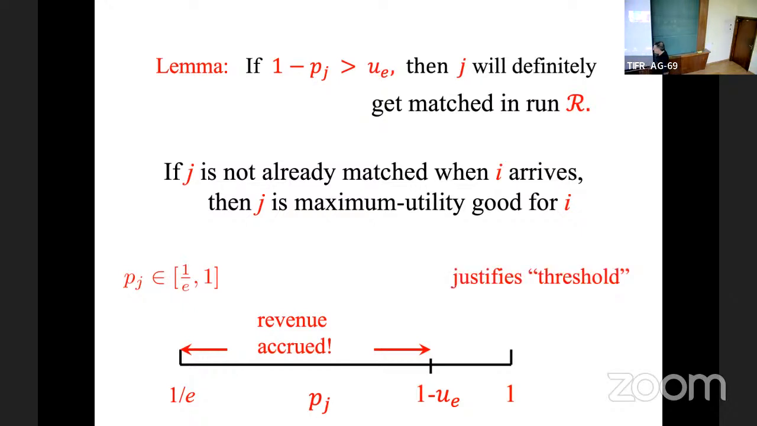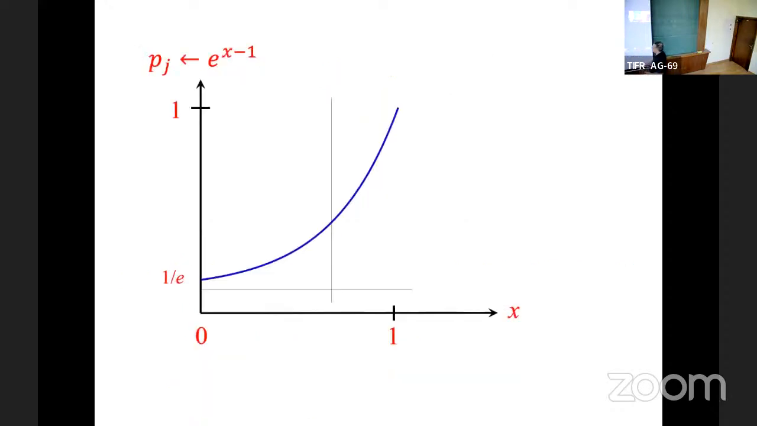And this fact also justifies the name threshold for this random variable, because 1 minus UE is as if a threshold under which J is always matched. If Pj is more than 1 minus UE, maybe it's matched, maybe it's not, but we'll not even count that towards our benefit. Okay, we only count the definite benefit. So intuitively this is what we want to do, but at the end of the day, the numbers have to work out. So let's see why the numbers should work out.